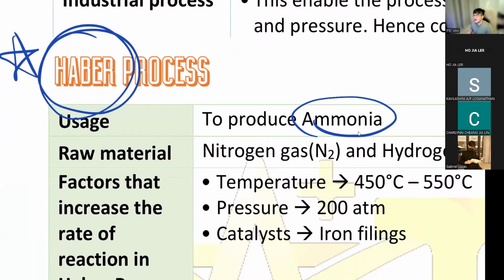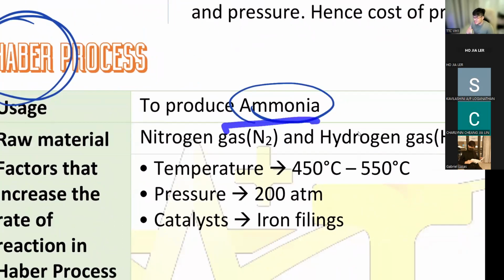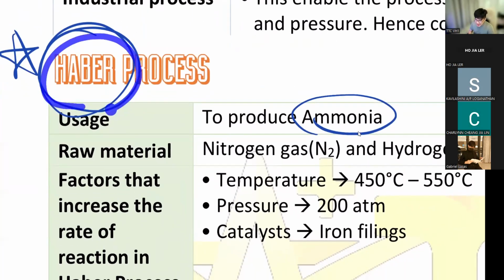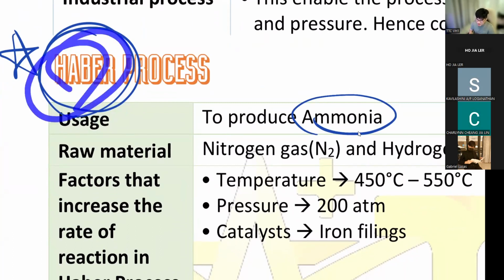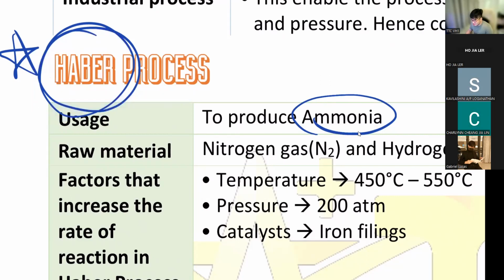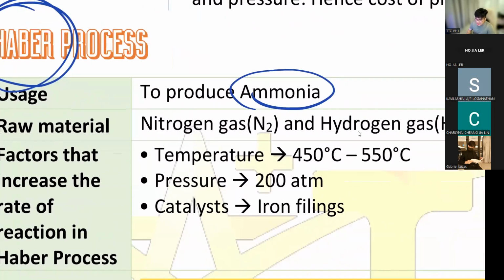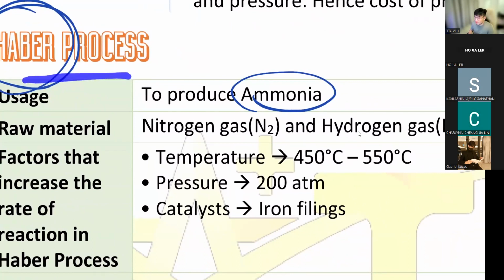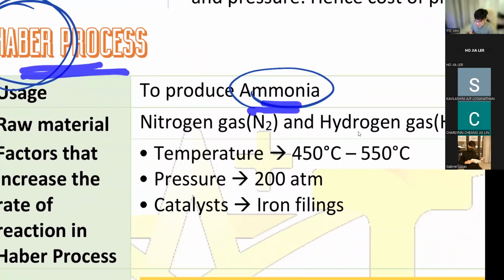All right. So guys, ammonia is more important than you think. Can I repeat again? This was the guy that invented mustard gas and cyanide gas, the one that killed so many people during World War One. So he got awarded the Nobel Prize. Right, so the Haber process is to make ammonia.